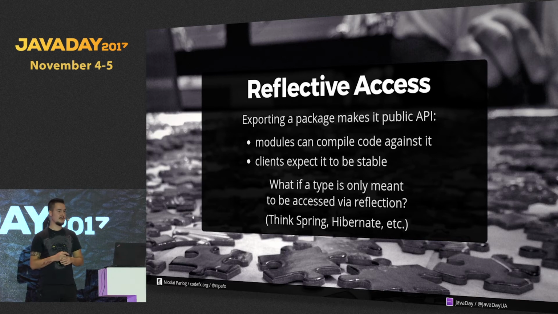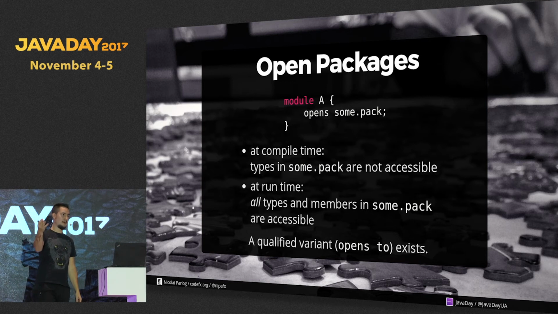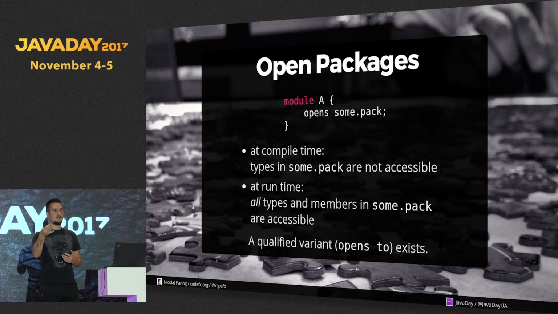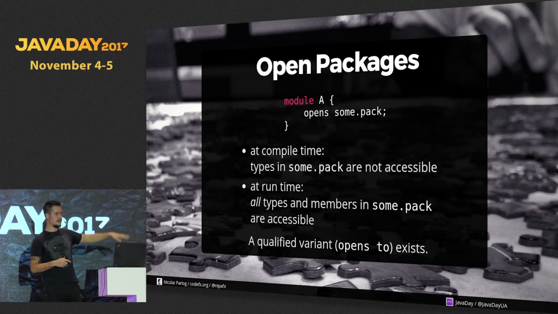But specifically for reflection, there's an alternative. It's called an open package. You don't export the package, you open the package. At compile time, it's encapsulated just as if there were no export. Well, there is no export, so it's inaccessible. But at runtime, it can be reflected over. And even more than regular exports, you can use reflection to go deep into these classes, including private fields. So if you reflect over an exported package, you can still only use the public members. If a package is opened, you can use so-called deep reflection, all the setAccessible(true) calls that show up in those code lines. And also a qualified variant that says opens to exists as well. So you can open a package to a specific module.